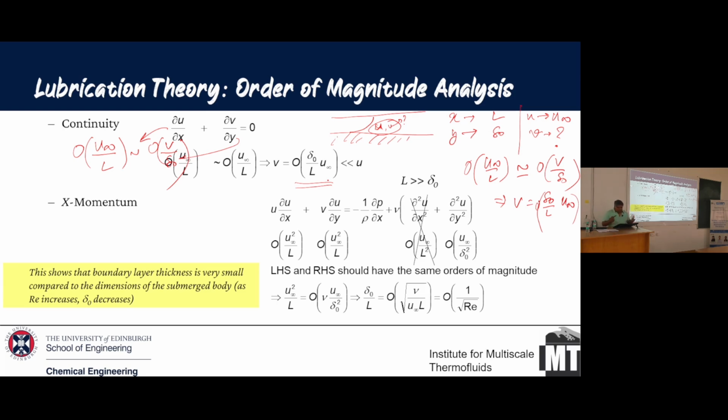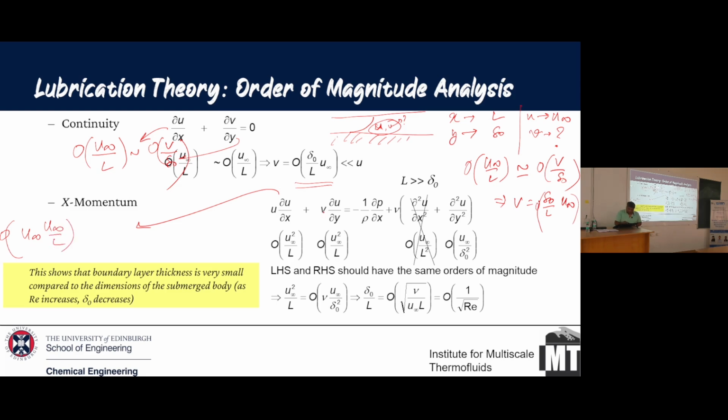Okay? And then what we can do is we can do the same kind of an approximation with our x equation and y equation. I'm going to show the x equation. So if you look at this, you will have u del u by del x. U del u by del x can be written as order again u infinity, this is u, therefore it could be u infinity. This is del u by del x, so this is u infinity by L. So this is u infinity squared by L.